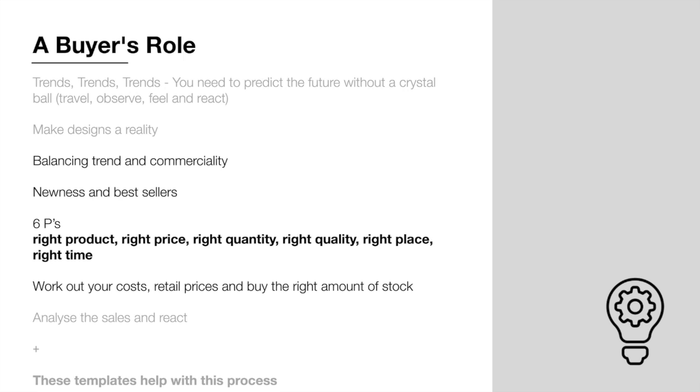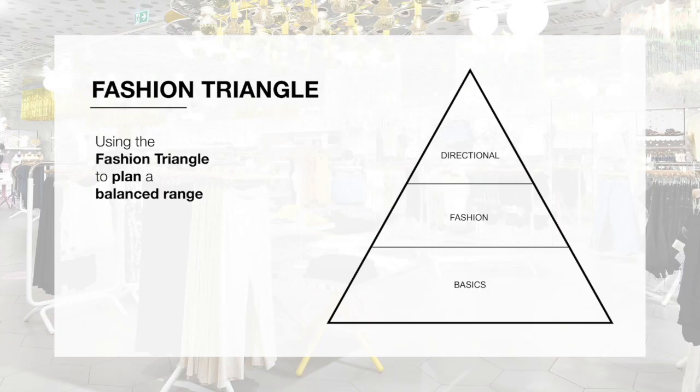So again, we're saying that within this range, you need to have a balanced range, which is a good amount of trend pieces, along with pieces that are really commercial. So a good balance of newness and bestsellers, looking at those 6Ps. And we can use the Boston Matrix and Fashion Triangle to check this. So let's focus on the Fashion Triangle here.